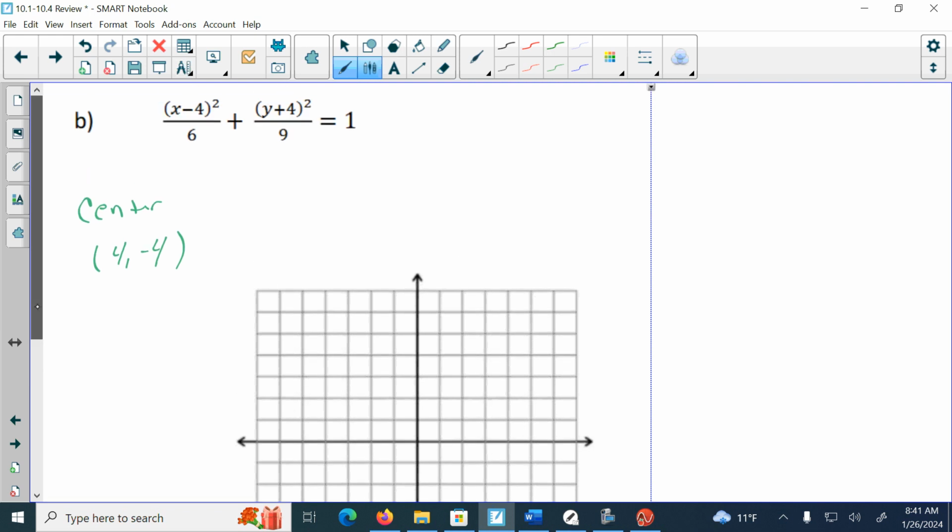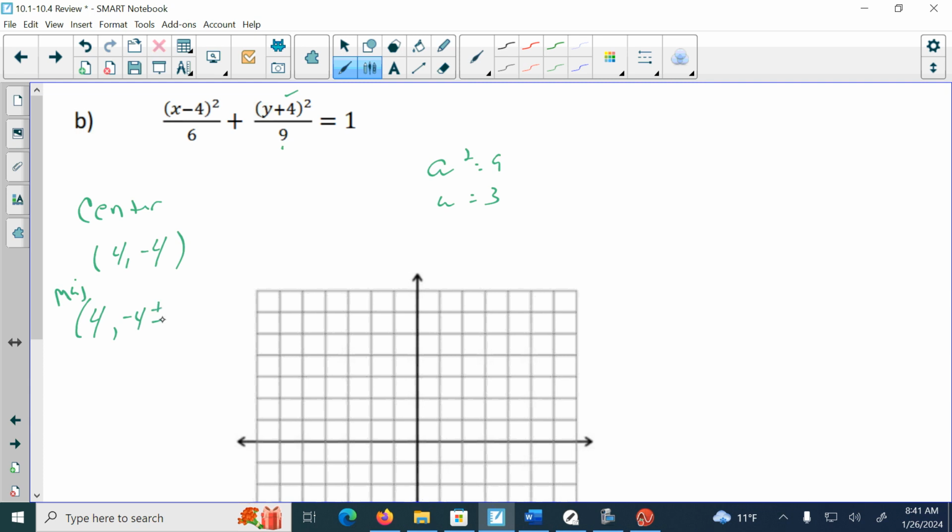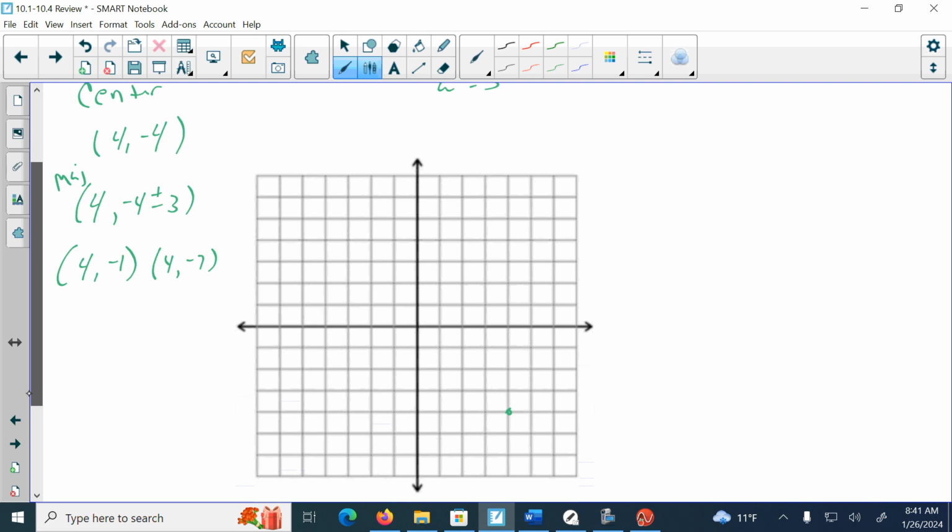Then when I look, I have 6 and 9. The largest number is 9, so my a squared is going to equal 9, which means a is going to equal 3. That goes with my y again, so the x coordinate stays the same. Then I take this negative 4 and add and subtract that 3. So 4, negative 4 plus 3 is negative 1. And 4, negative 4 minus 3 is negative 7. So I'm going to plot those there.